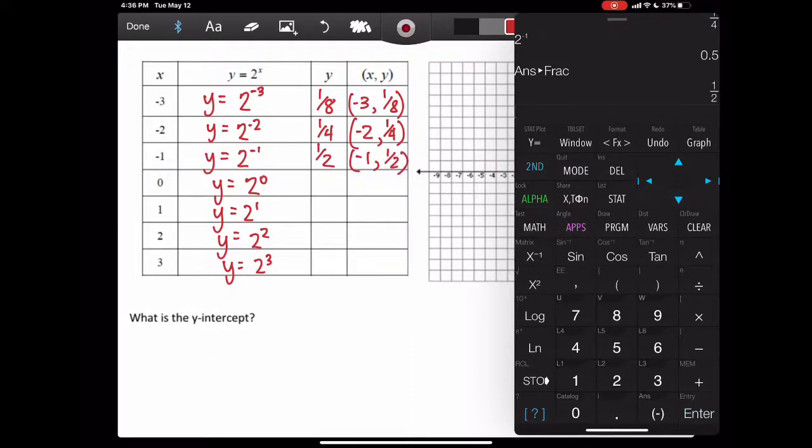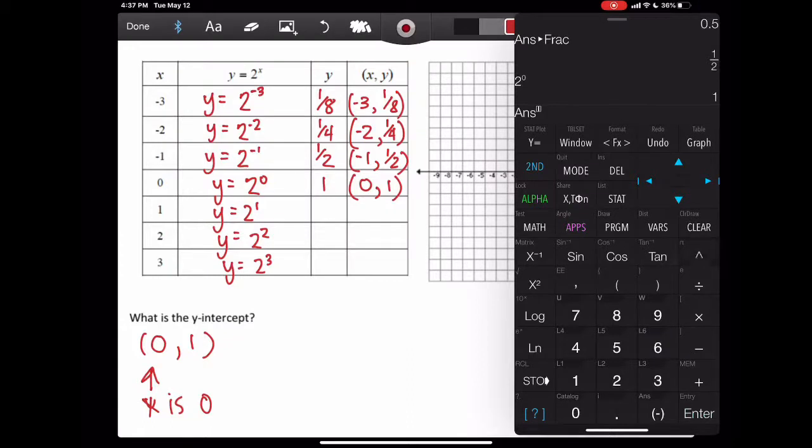Now I'm going to go to the next one. 2 raised to the power of 0. That's going to give me 1. So I know that my y-intercept is going to be a positive 1. So I can go ahead and write what my y-intercept is, because that x is 0. That's how I know that that is my y-intercept. X is 0. Okay, let's do 2 raised to the power of 1. That will give you a positive 2.